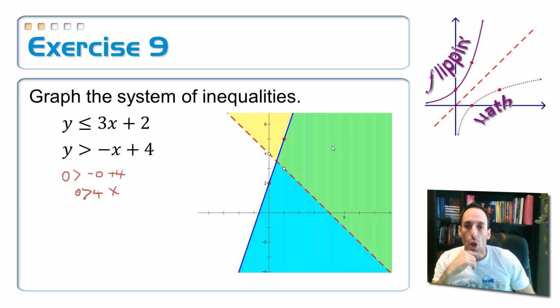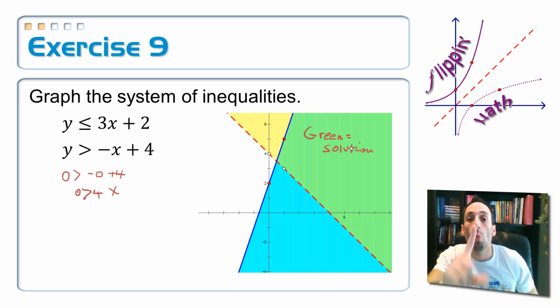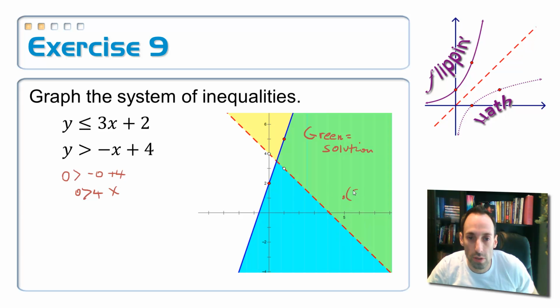So my question is, what is the solution then? The solution to this system of inequalities is the green part. So the green equals the solution. And you have infinitely many of them. So if I want just one solution that would work in both of those inequalities, how about, say, the point 5, 1? So 5, 1 would work in both of those inequalities, make them true.